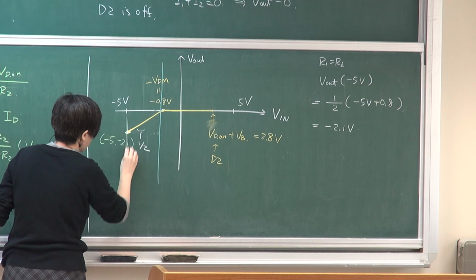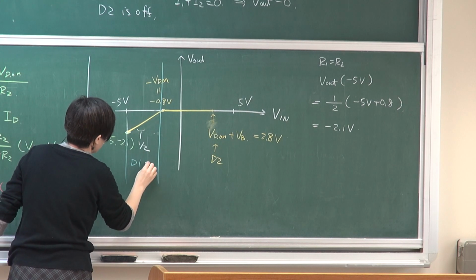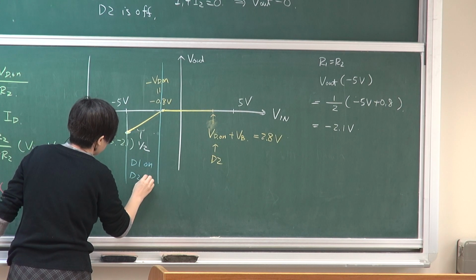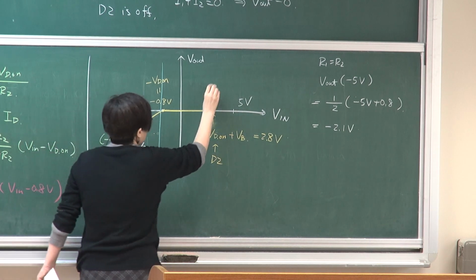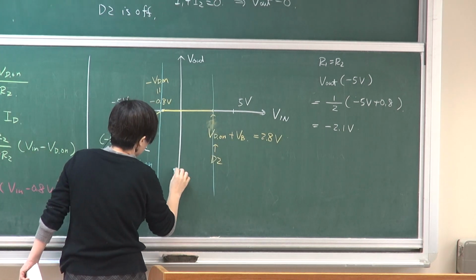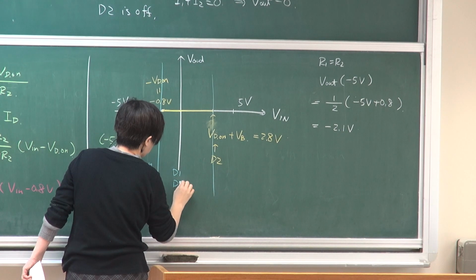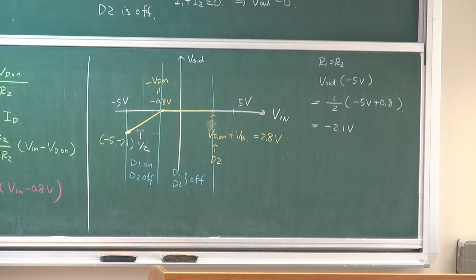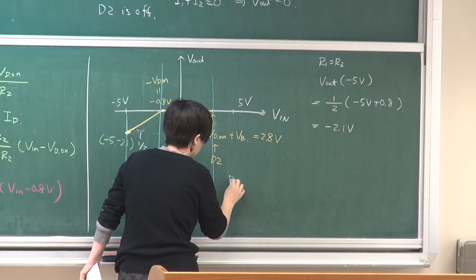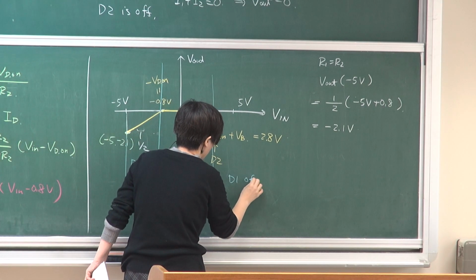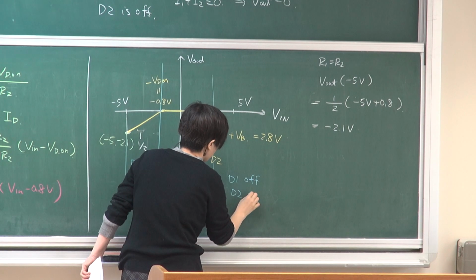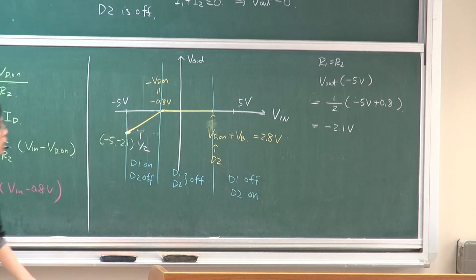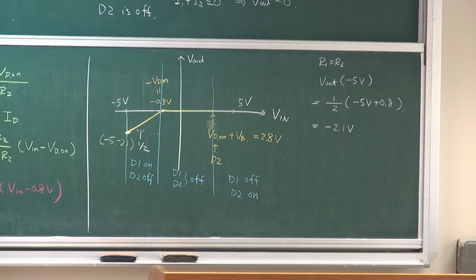This is when D1 on, D2 off. This is when D1, D2 both off. Right? And when you start increasing your voltage, D1 will still remain off, but D2 will turn on. We're entering zone 3. So there's 3 different zones, and there's a turning point as we label on the curve.